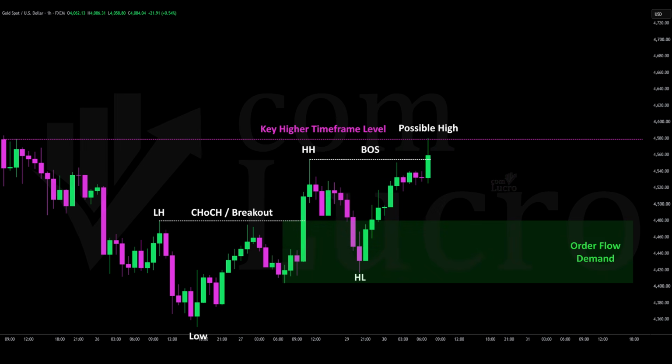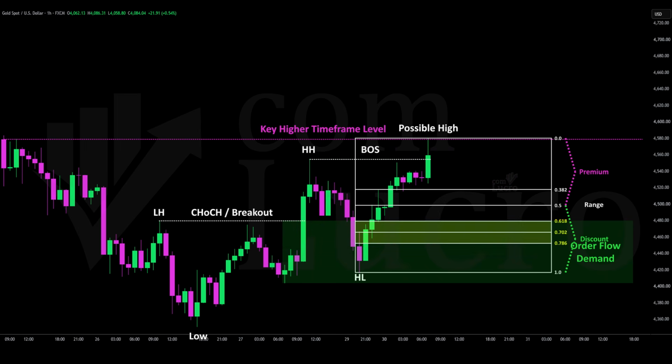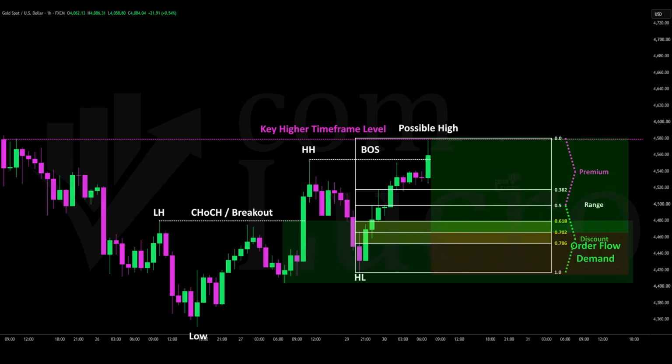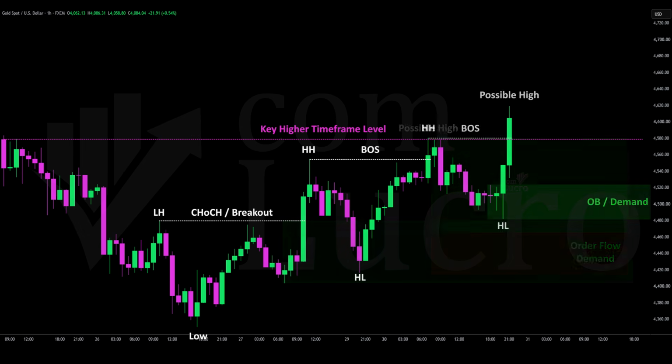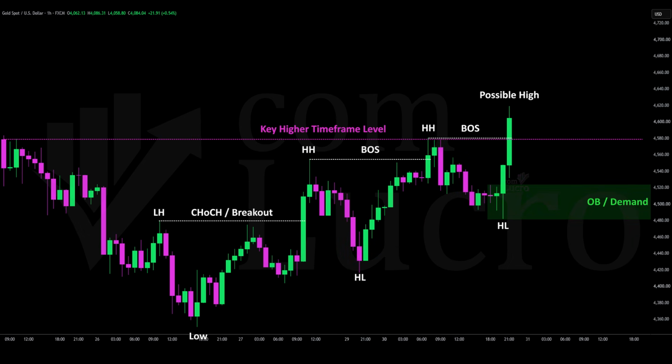Price then creates another impulsive move, breaking market structure to the upside. Once again, this gives us another opportunity to apply the Fibonacci retracement tool and place a new buy limit order. Let's move the chart forward one more time. This time, price does not reach the 0.618 level, so our order is not triggered. And that is completely fine. Not every setup will become a trade. We simply wait for the next opportunity.